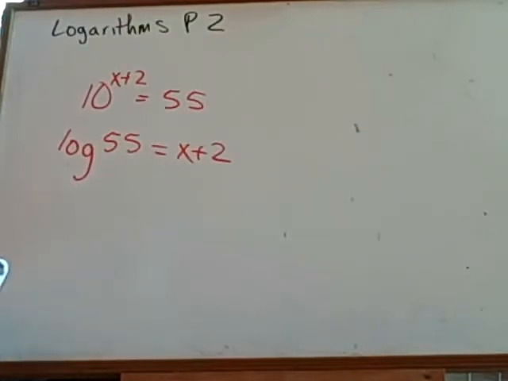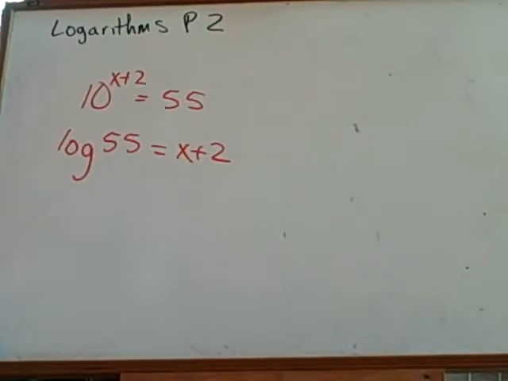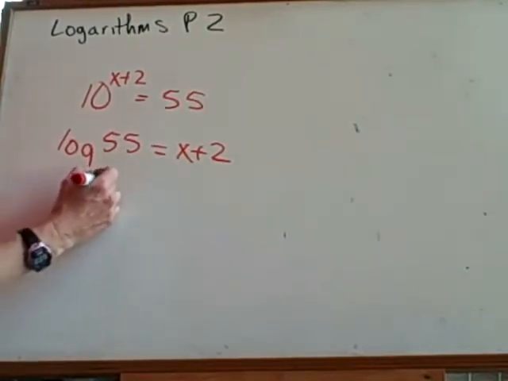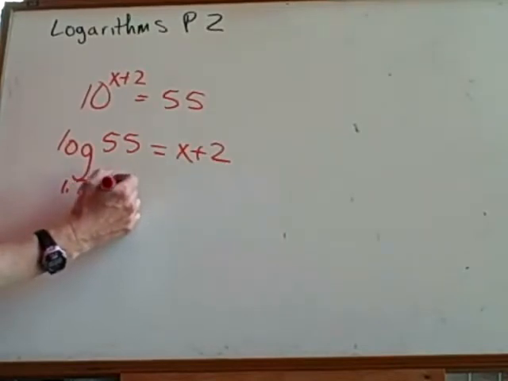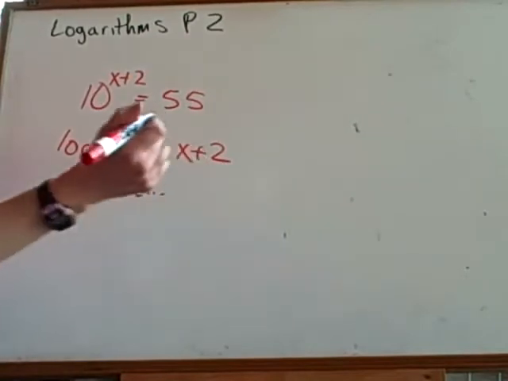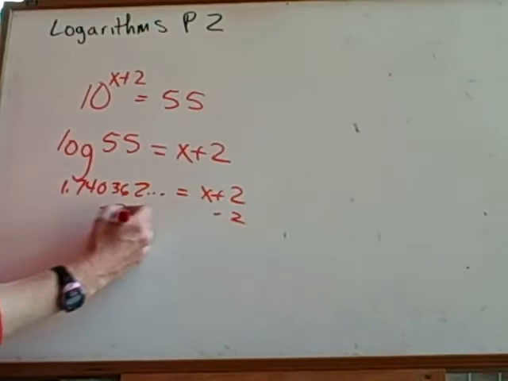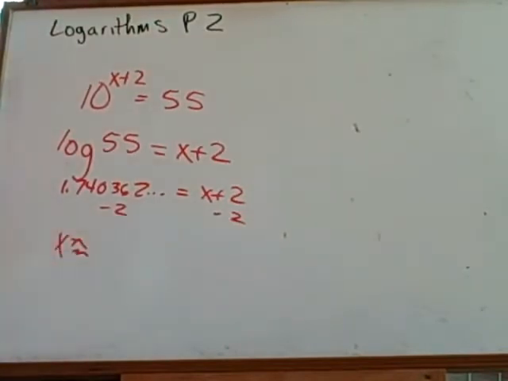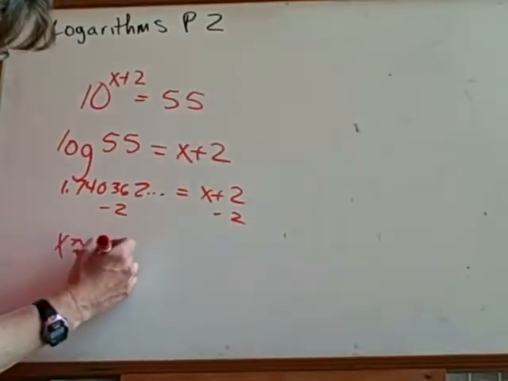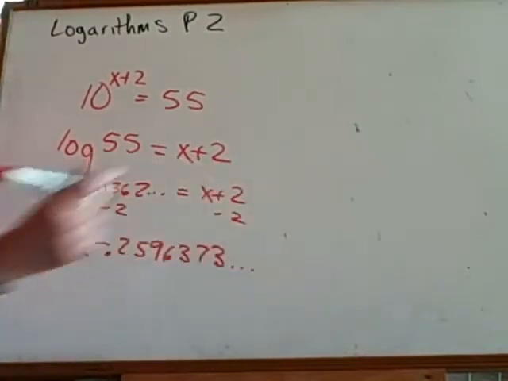For this one, you're going to need your lovely calculator, and we're going to plug in log 55. And I got something like 1.74036 and so on, equals x plus 2. And then I'm going to take away 2 from both sides, so I get x is approximately negative 0.2596373 and so on.